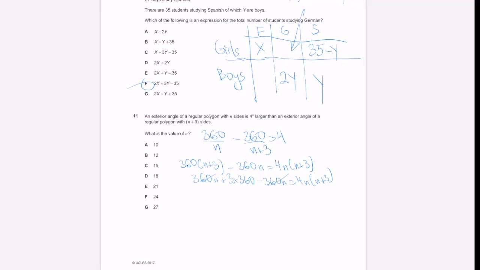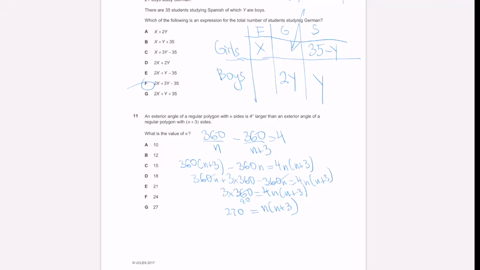What is going to be left? We're going to have 3 times 360. I'm still hoping that something will cancel out. Oh, I've got a 4 here. Yeah, let's cancel that in a second. So 4 over 360 is going to give me just a 90. So it's going to be 3 times 90, which is 270, times n plus 3.